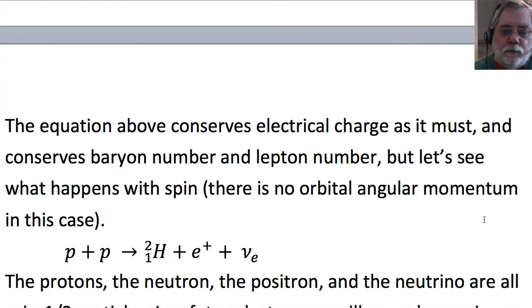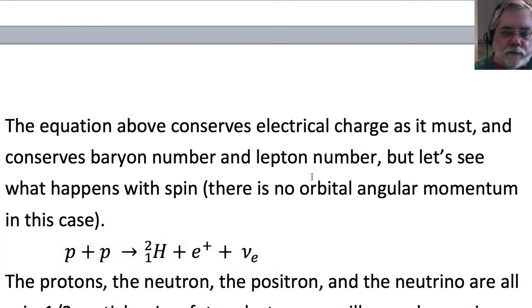The equation above, which I'm repeating here, conserves electrical charge, as it must. The left side has electrical charge of +2. This deuteron has charge +1. This positron has charge +1. Neutrino is neutral. It conserves baryon number. There were 2 baryons on the left side. There are 2 baryons in the deuteron on the right side. The positron and neutrino are not baryons.